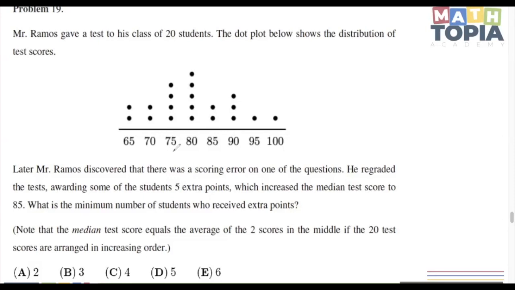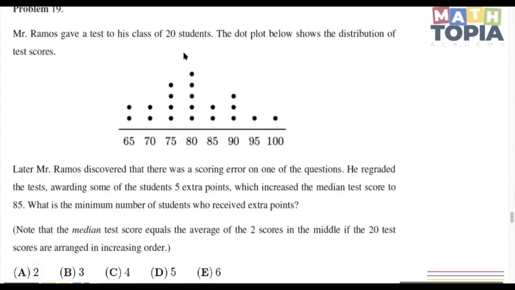And some students apparently got it right, but it got scored wrong. So what he did is he regraded it, increasing some of the students' scores by 5. And that increases the median test score to 85. Well, it's saying, what is the minimum number of students who received extra points?